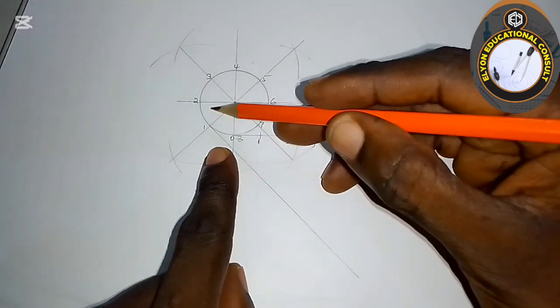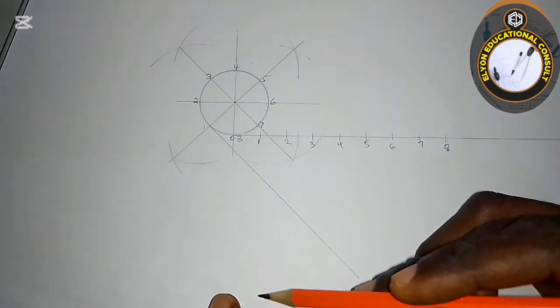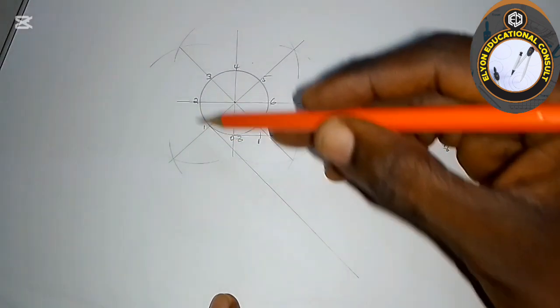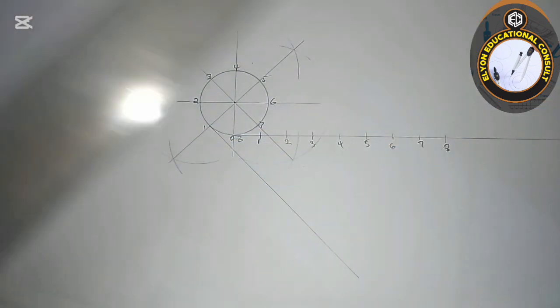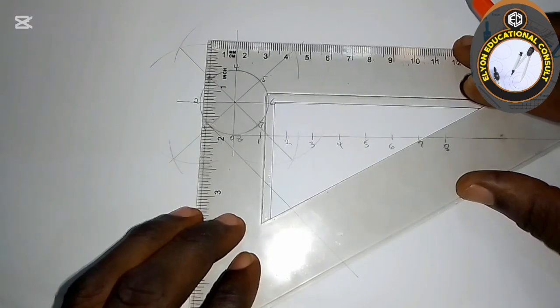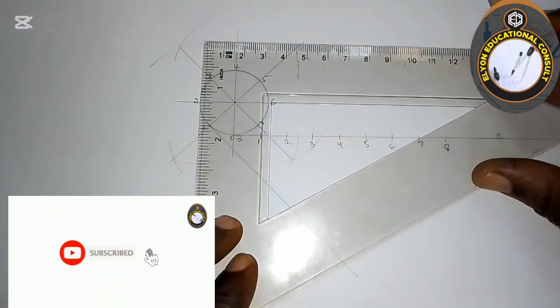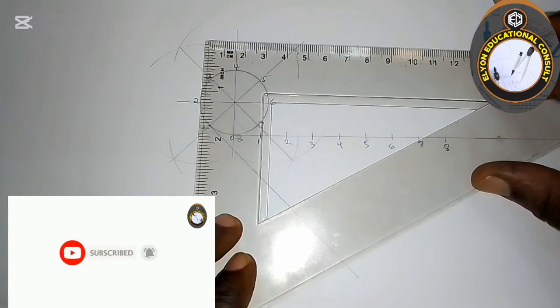Then I will do for 2 as well, which is going to come down this way. So we come this way. I'm using this inner side as my reference point, so I'll move it until I get to 2.